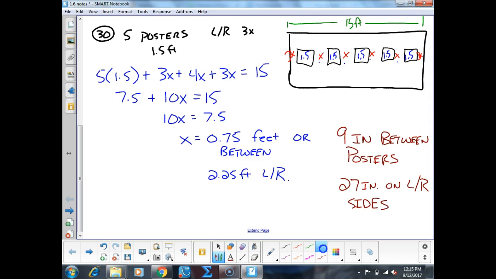Either way, both are the exact same. One's just in feet, the other one's just in inches. Good? Okay. Yes, ma'am.